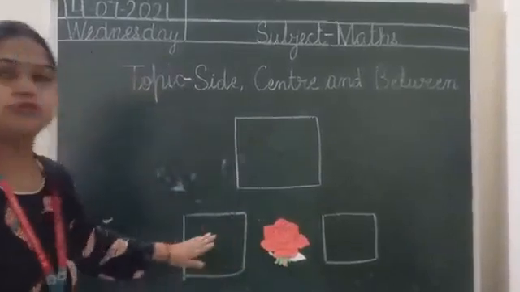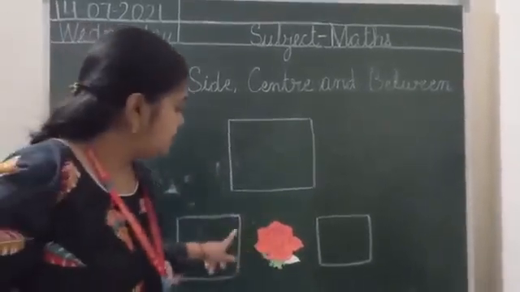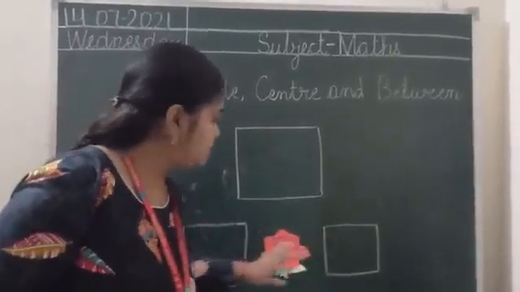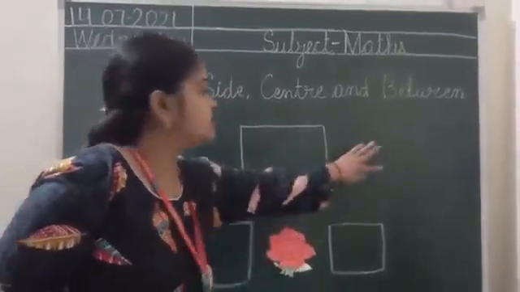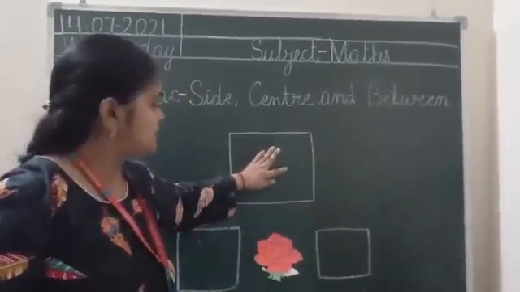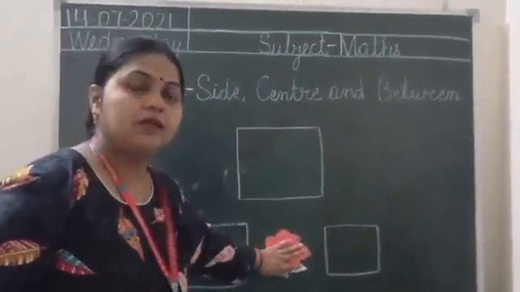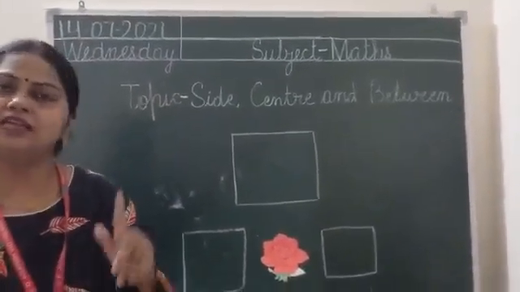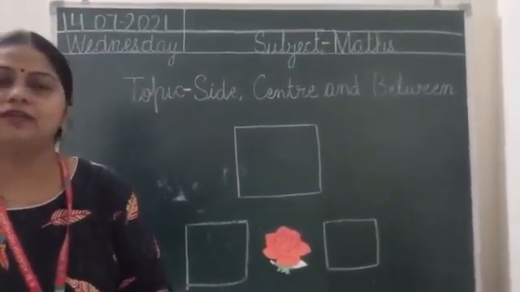Between two squares. The position of the rose is between two squares. Okay. Side. Let's repeat. Say side, center, between. Okay. Now I want to show you more examples through the PPTs and then you will do one page of your maths book. Fine. Let's start.